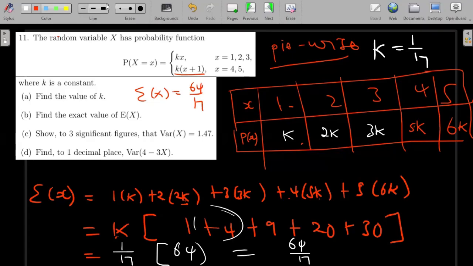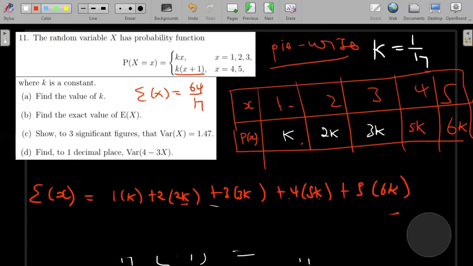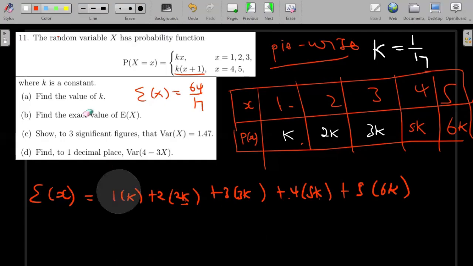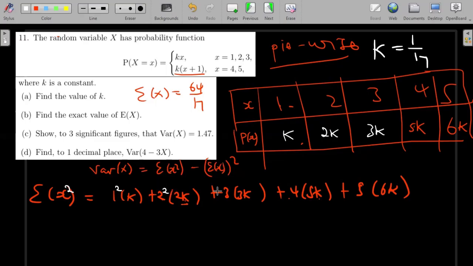Now they're saying find the variance, correct to 3 significant figures, the variance is 1.47. So what are we going to do? Remember, when finding the variance, the formula is the expected value of x squared minus the expected value of x, squared. To find the expected value of x squared, I square each value of x.